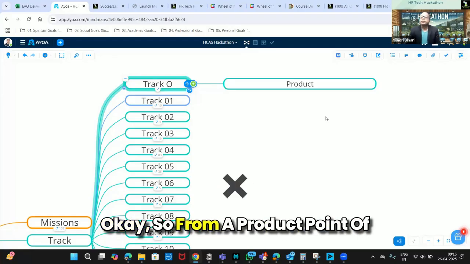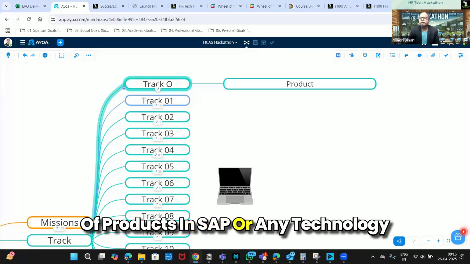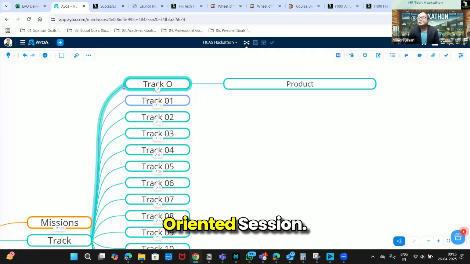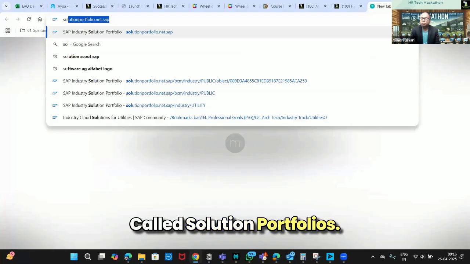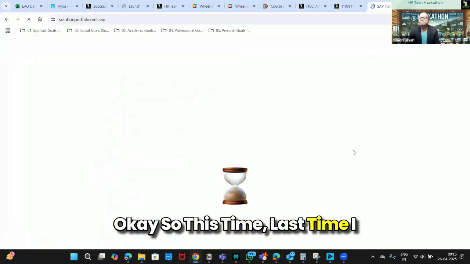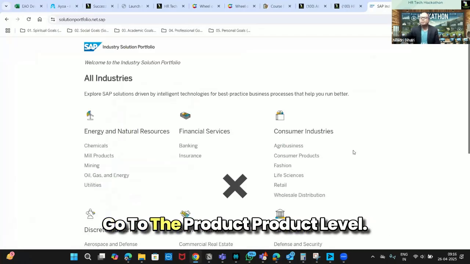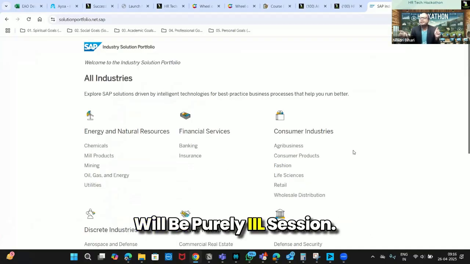Okay. So from a product point of view, as we focus, we have a lot of products in SAP, or any technology if you're talking about. As I say, because this will be an industry-oriented session, we will be talking about something called solution portfolios. Okay. So last time I had not discussed this. I went to the product and asked to go to the product level. But this time it will be purely an IIL session.